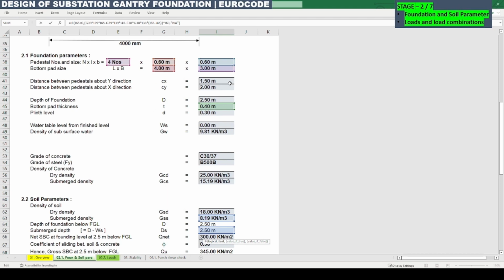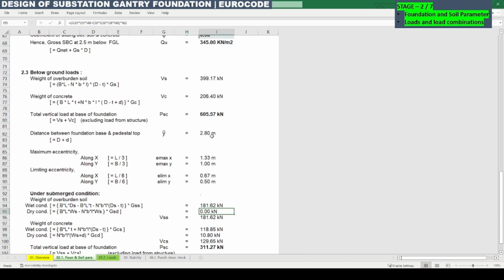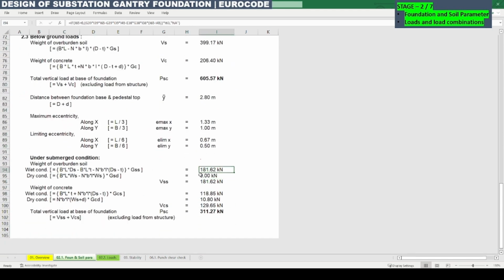The total size of the foundation is 4 by 3. From that we deduct the raft thickness and the 4 pedestals, 4 into 0.6 into 0.6 into 2.1. In this way the wet density of the soil is calculated, and the dry density here is 0 because the soil is fully submerged, since the water table is at the ground level, and this is the summation of that.